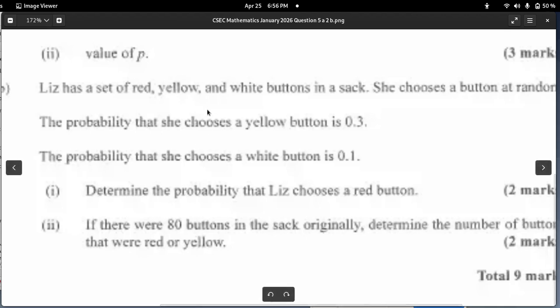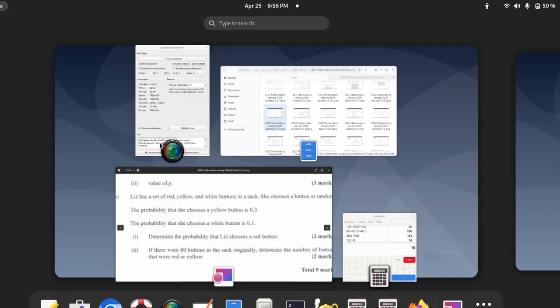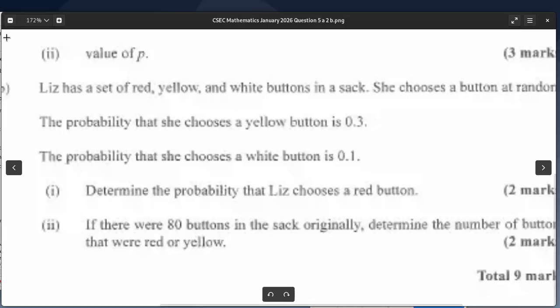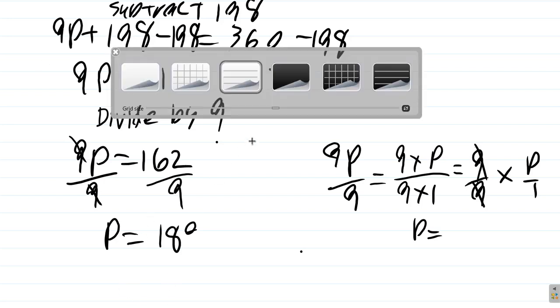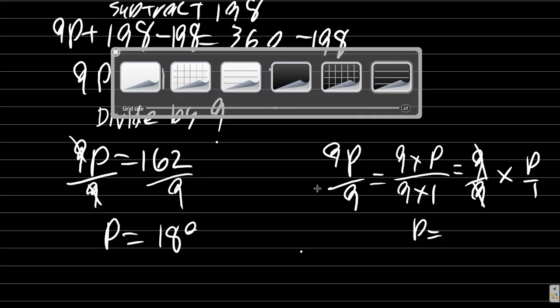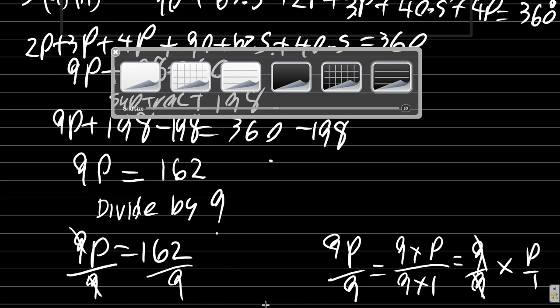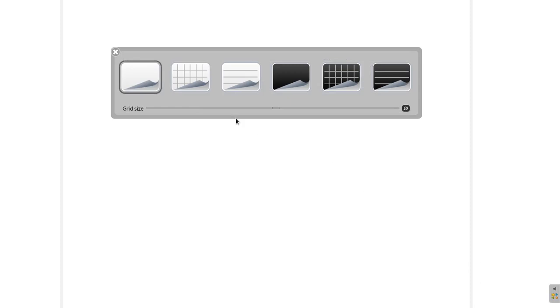Now, here you have red, yellow, white. Alright, to match everything together, let me change the background of the screen and erase what we did before. Now, oh no, what happened there? Is this what I want? Alright. Here now.